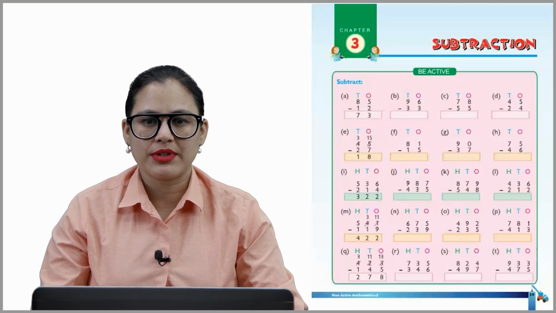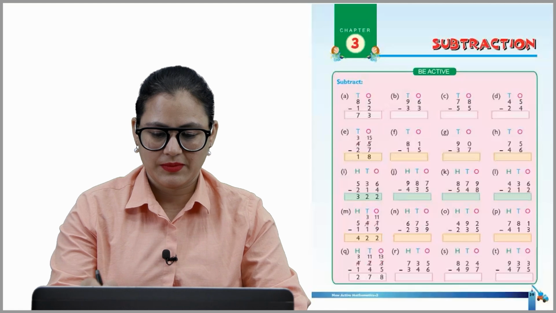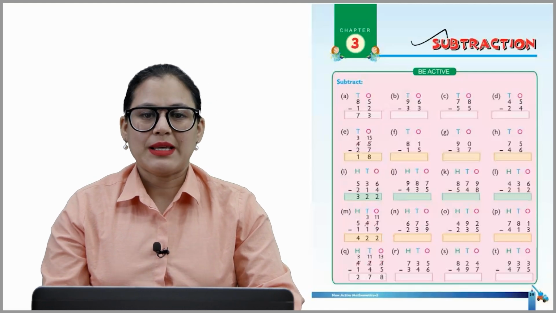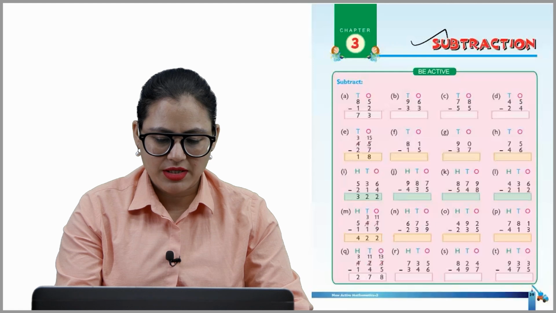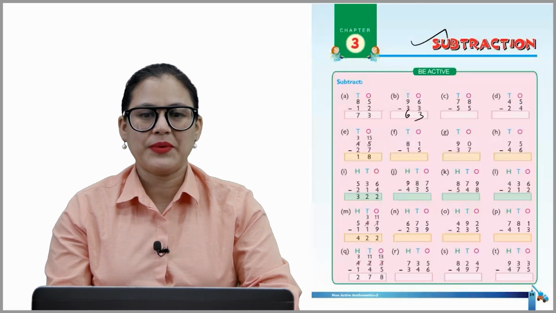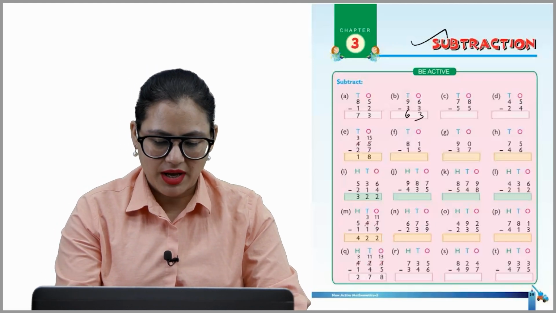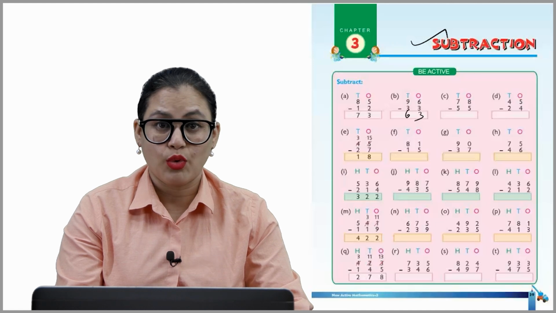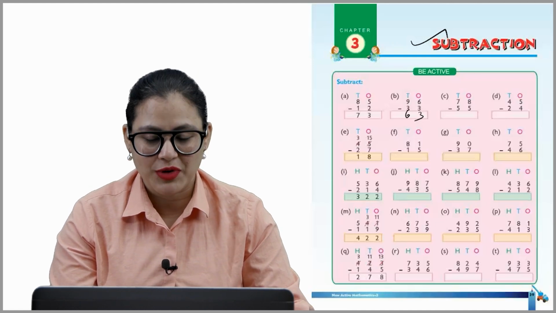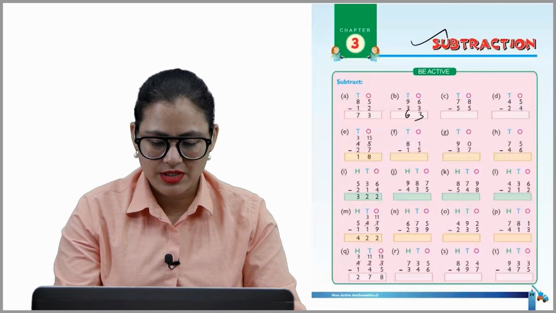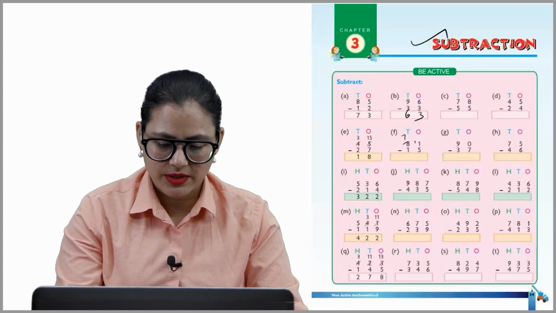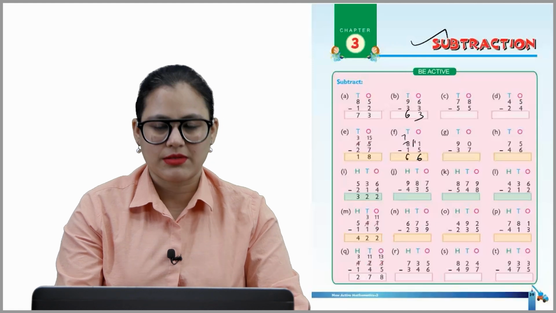Let's start today's chapter, subtraction. Subtract. 6 minus 3 is 3 and 9 minus 3 is 6. Okay. Let's do this part. 1 minus 5. No, you cannot subtract 5 from 1. So, we'll borrow from the tens place. Okay. So, this will become 11. This will become 7. 11 minus 5 is 6. 7 minus 1 is 6. Okay.